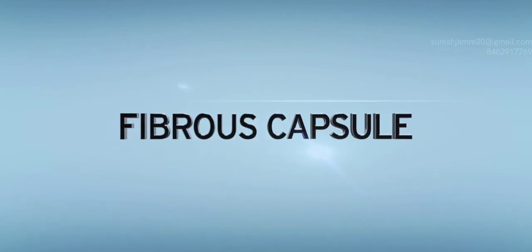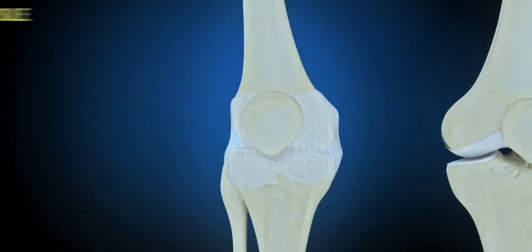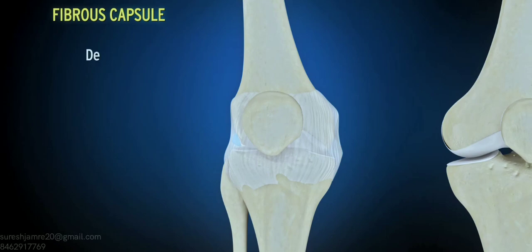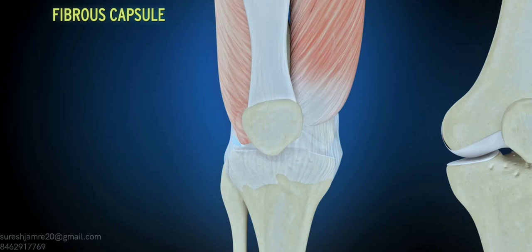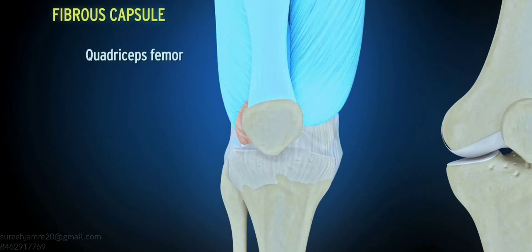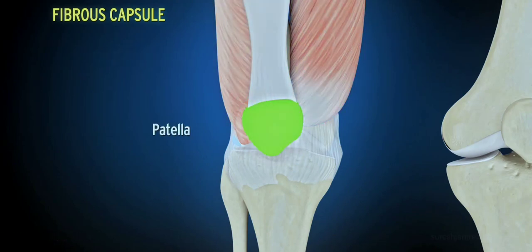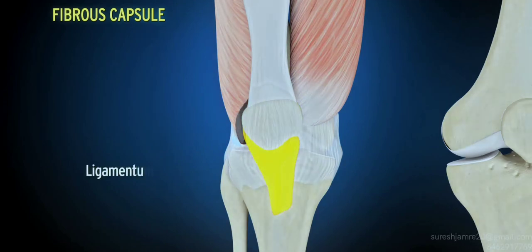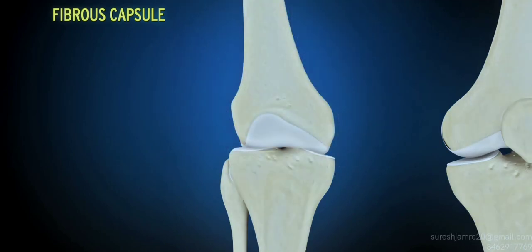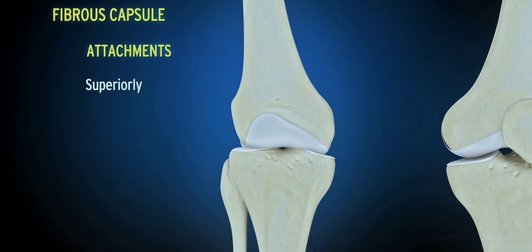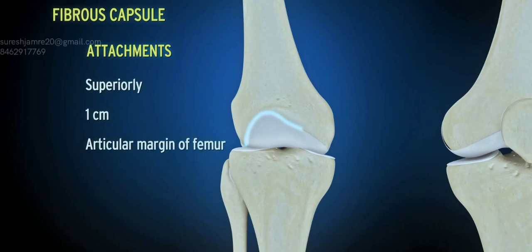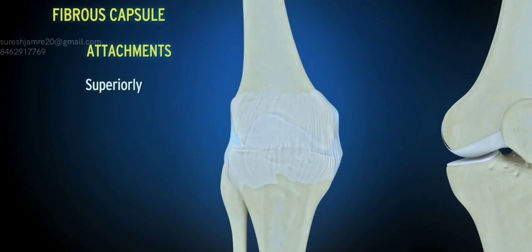Fibrous capsule. Capsule is thin and deficient anteriorly because it is replaced by the quadriceps femoris, patella, and ligamentum patellae. Attachments. Superiorly, it is attached about 1 centimeter beyond the articular margins of femur. It is deficient in the anterior aspect.